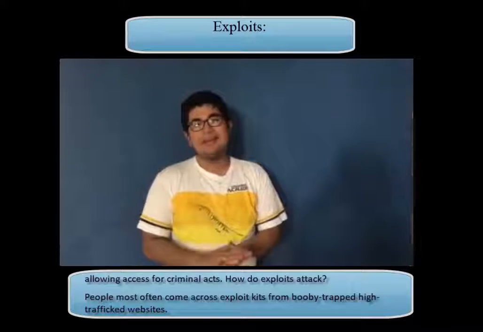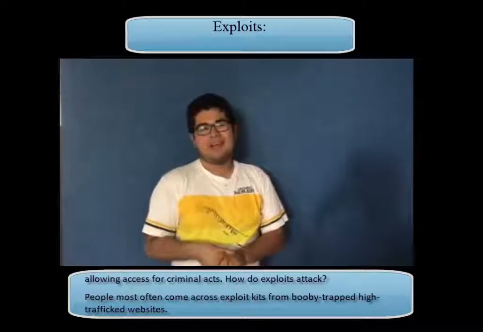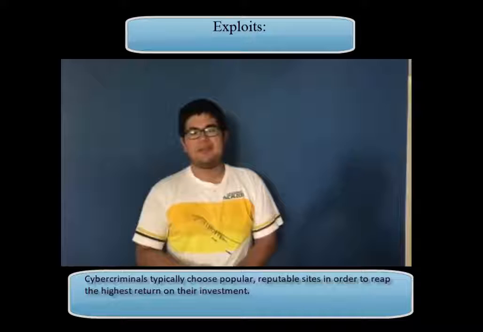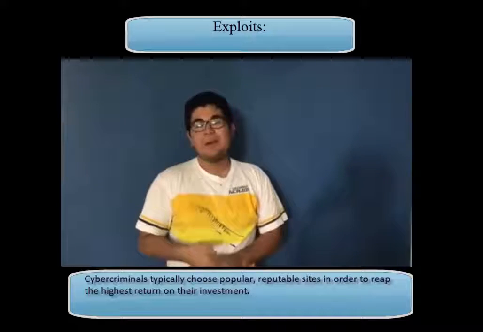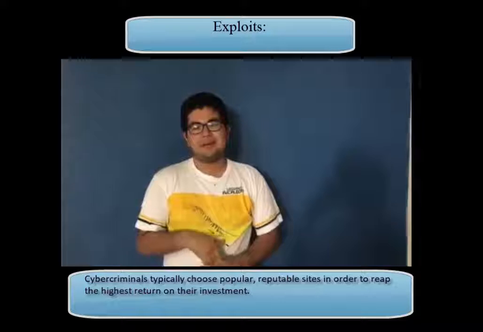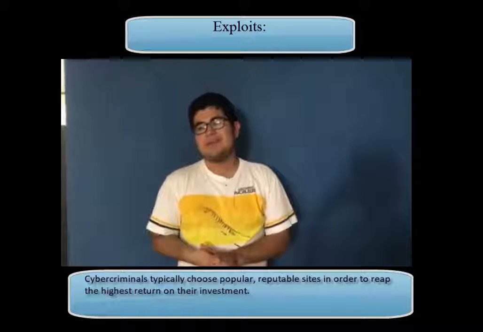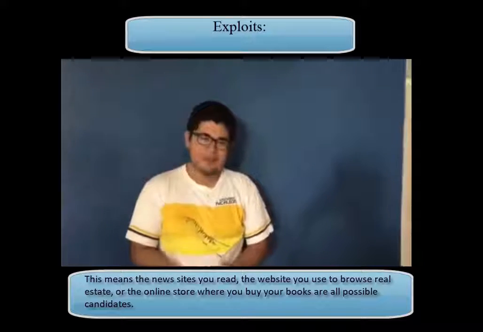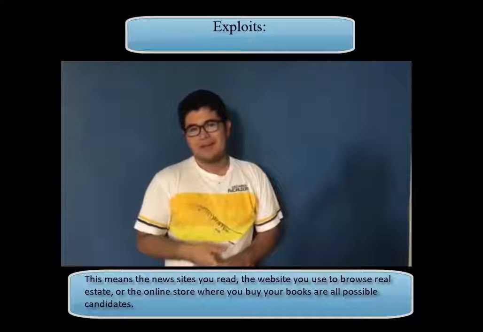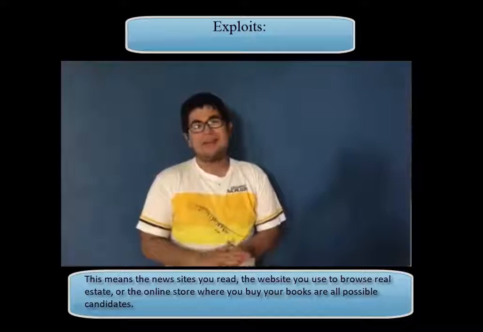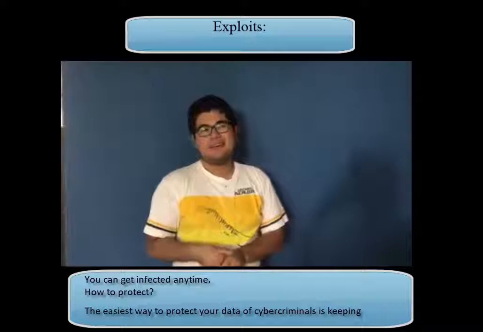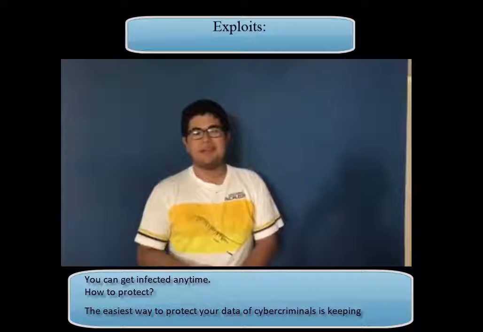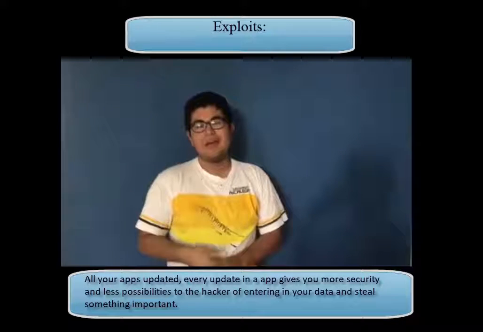How do exploits attack? People most often come across exploit kits from booby-trapped high-traffic websites. Cybercriminals typically choose popular, reputable sites in order to reap the highest return on their investment. This means the news sites you read, the website you use to browse real estate, or the online store where you buy your books are all possible candidates. You can get infected anytime. How to protect yourself? The easiest way to protect your data from cybercriminals is keeping all your apps updated.